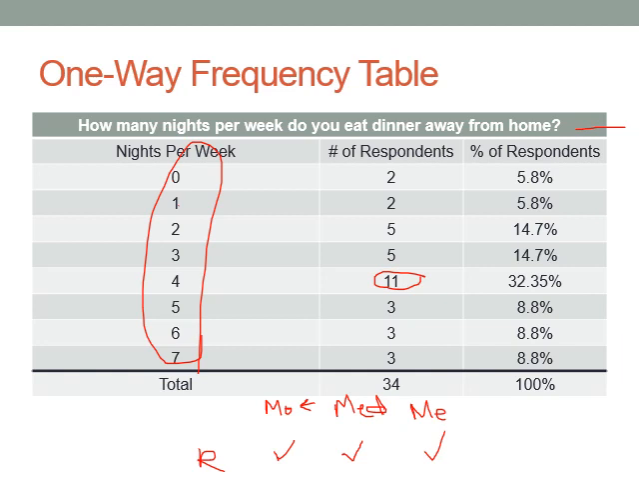All right, and so in our one-way frequency table, we have the possible answers here in the first column, the number of respondents out of the total sample size of 34 who checked each of the possible options, and then that frequency converted to a proportion. So 2 divided by 34 is 5.8%. 2 divided by 34, 5.8%, etc., until we see 100% of the sample represented over here in the proportion column.